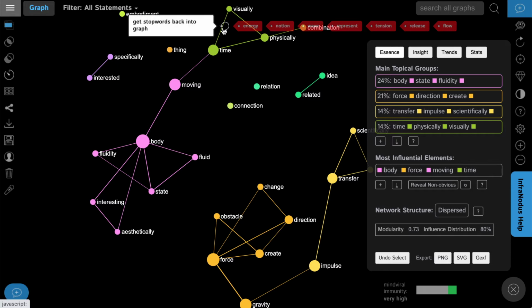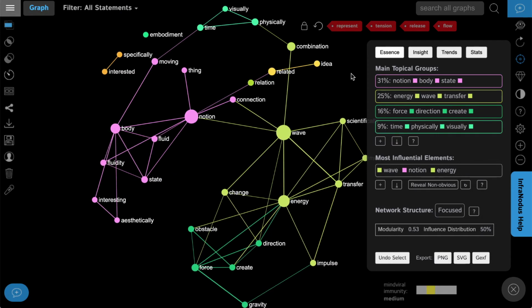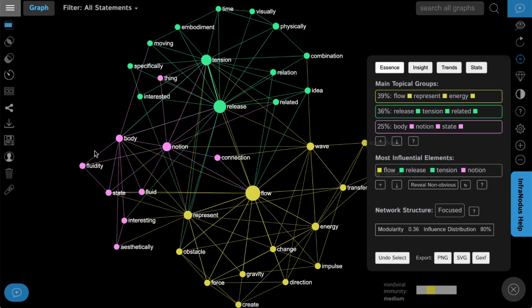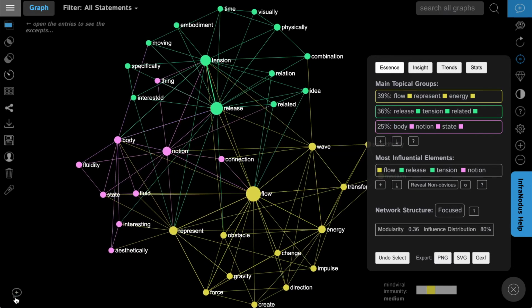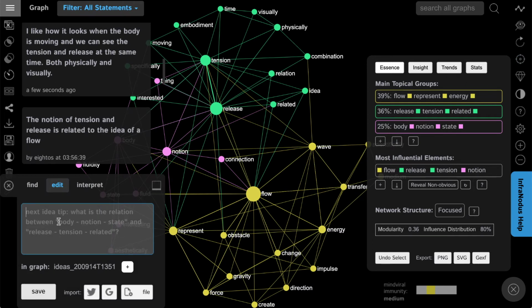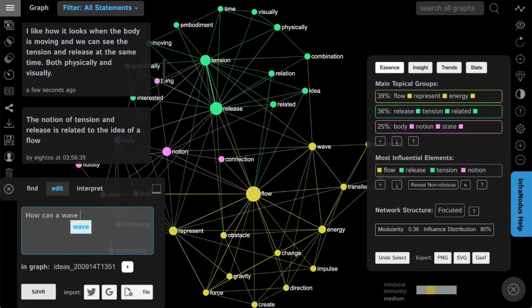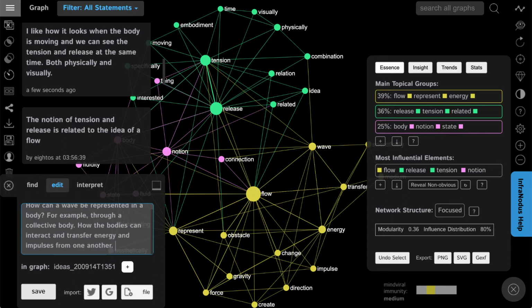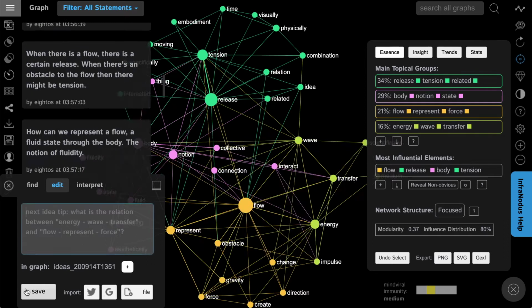Let's get all those elements back into the graph here. And once again, let's focus on this body notion, the notion of the body. Why are we interested in that idea of a wave in the body? How can a wave be represented in a body? For example, through a collective body. How the bodies can interact and transfer energy and impulses from one another. For example, this can be interesting.